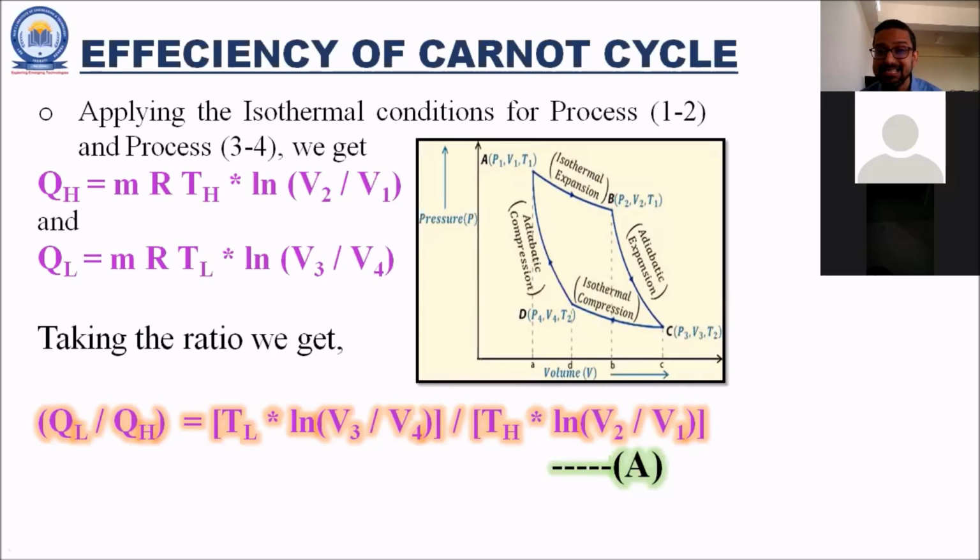In order to justify the sign conventions, remember friends, here I have changed the values so that I am getting the answer of QL. But technically, when the heat is rejected, the sign comes out to be negative. I hope you are understanding these points. Now taking the ratio of QL by QH, MR are common terms, so they will be cancelled out. And finally, we get QL by QH is equal to TL ln V3 by V4 divided by TH ln V2 by V1. Equation number A.